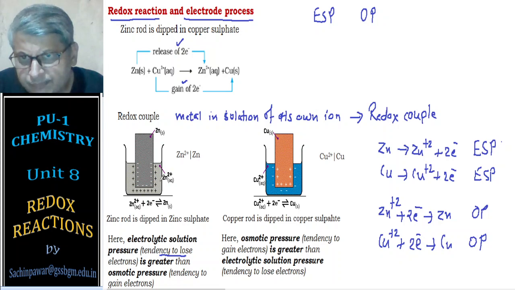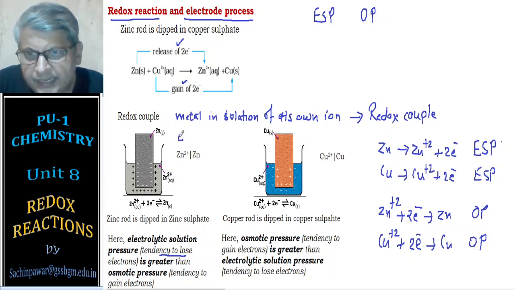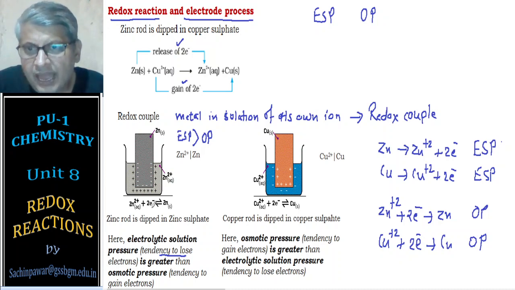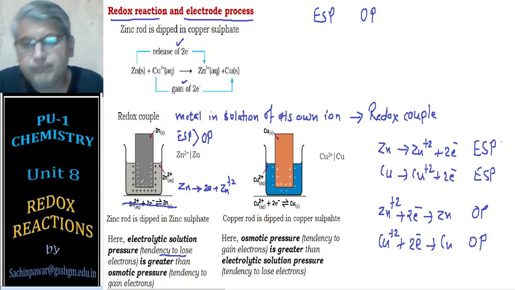Now when the zinc is dipped in the zinc sulfate solution, you will see that here electrolytic solution pressure is greater than osmotic pressure. So here the tendency to lose electrons is more than the tendency to gain electrons, and as a result the reaction which is happening here is zinc has to lose electrons. That means zinc will lose electrons to form zinc plus 2 ion. So this reaction is more preferable in this case.